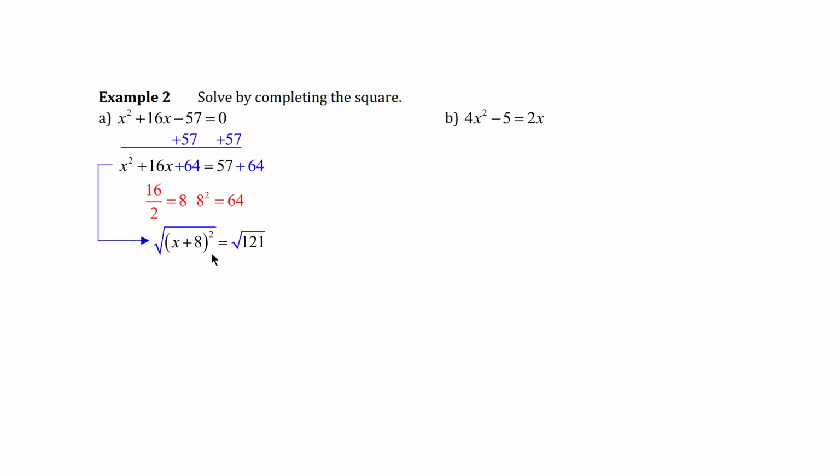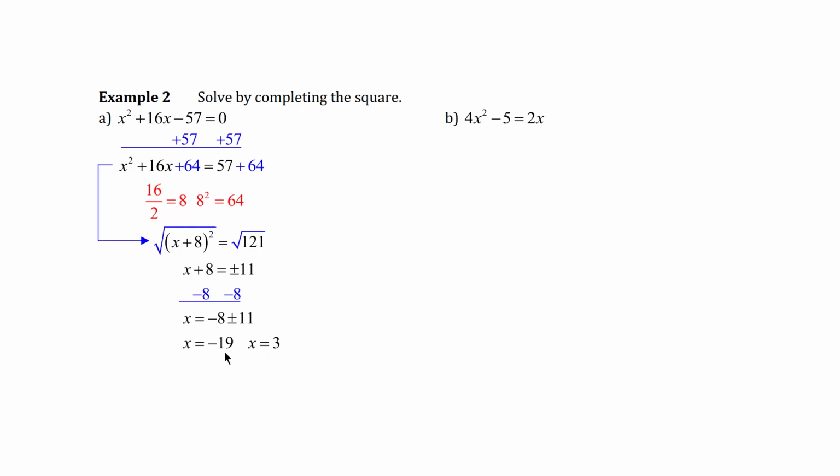On the left-hand side, the square root of (x + 8)² is just x + 8, and on the right-hand side, the square root of 121 is plus or minus 11. The result is x + 8 = ±11. The next step is subtracting 8 from both sides of the equation. The result is x = −8 ± 11. If we simplify, we get two different values for x. −8 − 11 is −19, and −8 + 11 is 3.